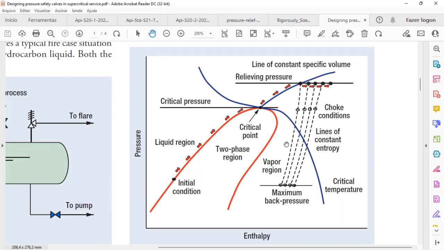There are two ways to do pressure relief device calculations for supercritical fluids. One of them is using the API 521 standard equation, and the other one is using the rigorous mode. We'll see both of them in this video. Let's start with the API 521 calculations.